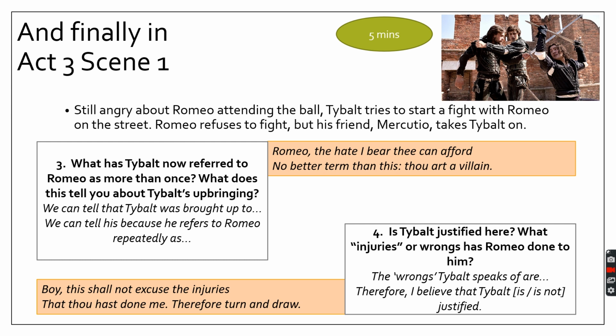Now Tybalt also says, "Boy, this shall not excuse the injuries thou hast done me. Therefore, turn and draw." So Tybalt says, this doesn't excuse what you've done to me. So, turn around and draw your sword and fight me. So, is Tybalt justified here? What injuries or wrongs has Romeo actually done to him? Take a couple of minutes and write your answer down.